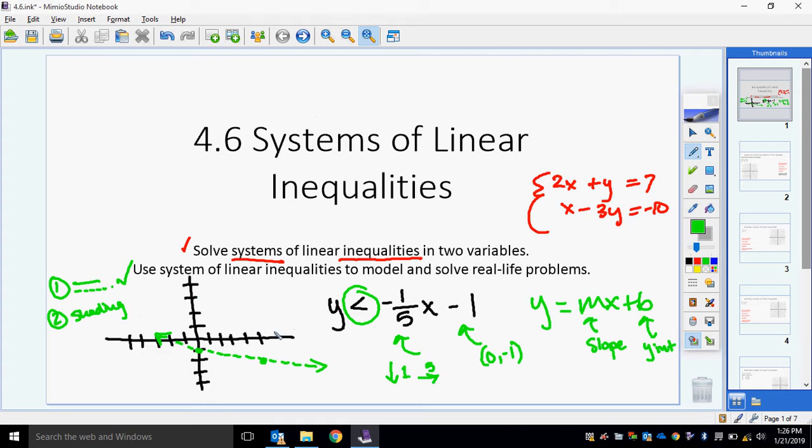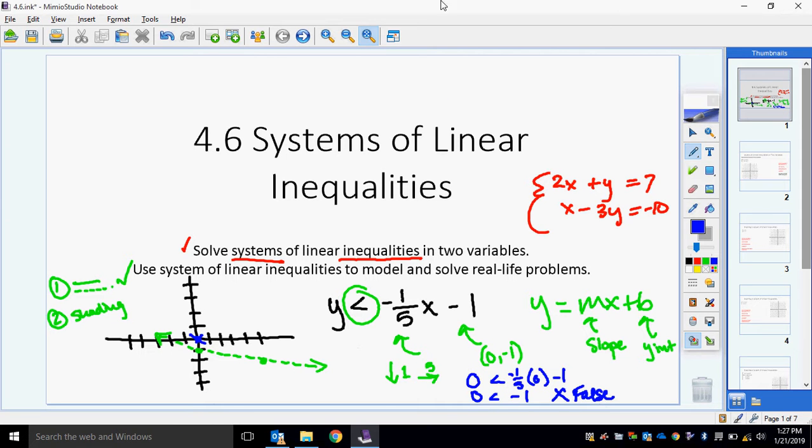Okay, so now I need to do shading. I'm either shading above the line on this side of the line, or I'm shading below the line on this side. So how do I check? Well, I can test a point like 0, 0 and decide whether it's true or false. So if I plug in 0 for y and 0 for x, what's going to happen? Well, I'd have 0 over here. 0 times -1/5 is 0. Minus 1 would be -1. Is that true? Is 0 less than -1? And that's false. So what does that mean? That means 0, 0 is not a solution.